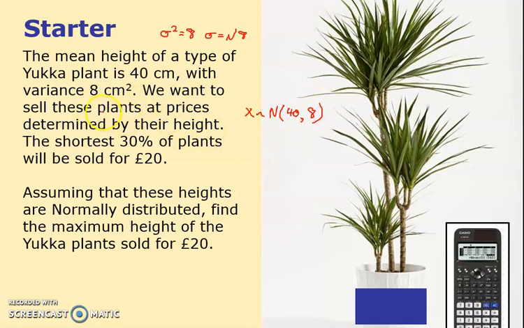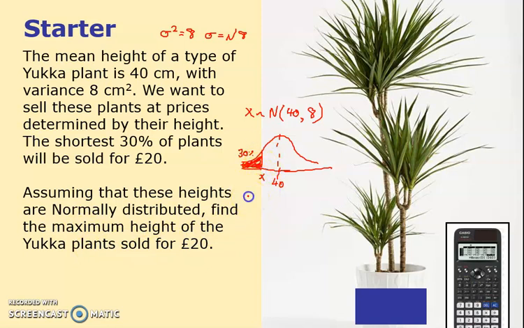And we want to sell these plants at prices determined by their height. The shortest 30% will be sold for £20. So as my mean is at 40, and it says the shortest 30%, I'm going to shade this 30%, and it wants me to work out x. Assume that these are normally distributed, find the maximum height for the yucca plant sold at £20. So this is the x.